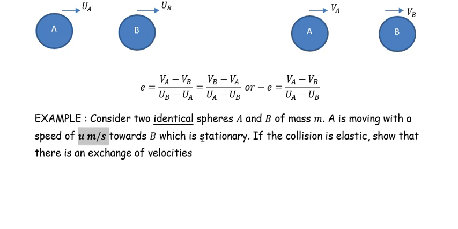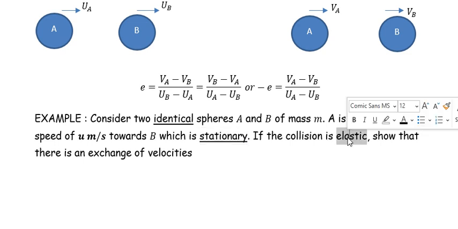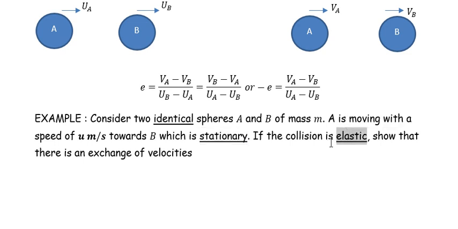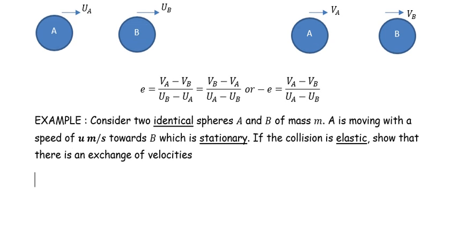Okay, the next thing is that B was stationary, and the next thing is that the collision is elastic. So we are going to use this to solve the problem. No need to redraw the diagram again. We are just going to apply the principle of conservation of linear momentum. I'm not going to write down all of that long stuff, but please always write it down.